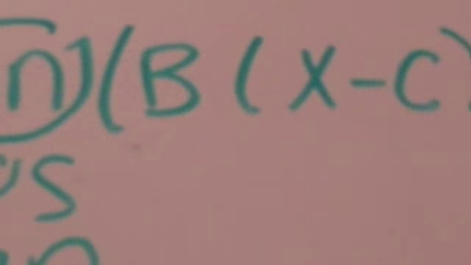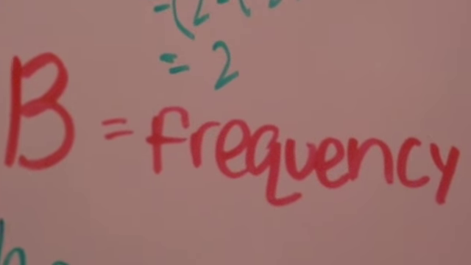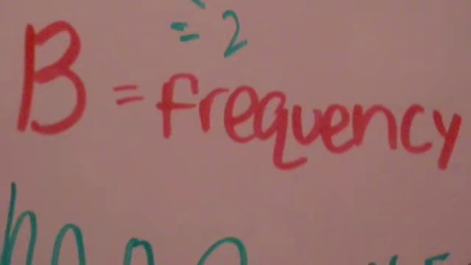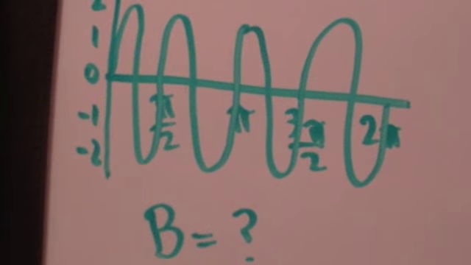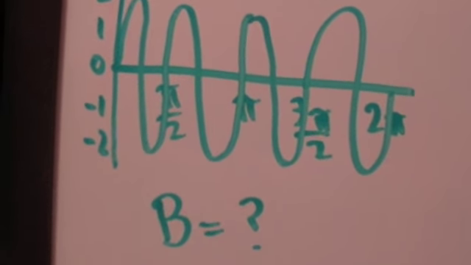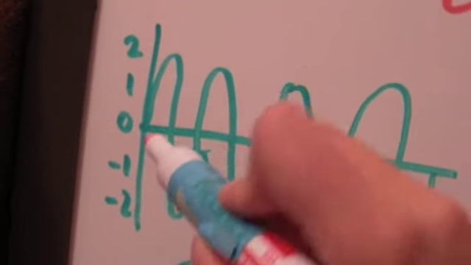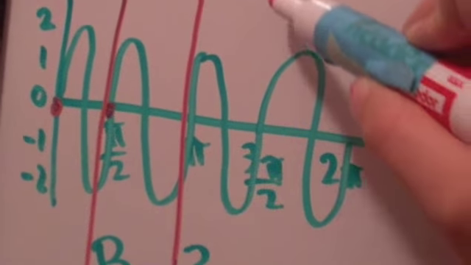The next thing in the equation we're going to look at is b, and the b stands for frequency. The frequency is the number of times the function repeats itself in a given interval. In other words, the frequency is the number of pictures you see between 0 and 2 pi. In order to figure out how many pictures, you have to first determine where the first picture starts and ends. In this case, the first picture starts at 0 and ends at pi over 2. The second picture is from pi over 2 to pi, the third is from pi to 3 pi over 2, and the fourth is from 3 pi over 2 to 2 pi. So therefore, the frequency is 4.